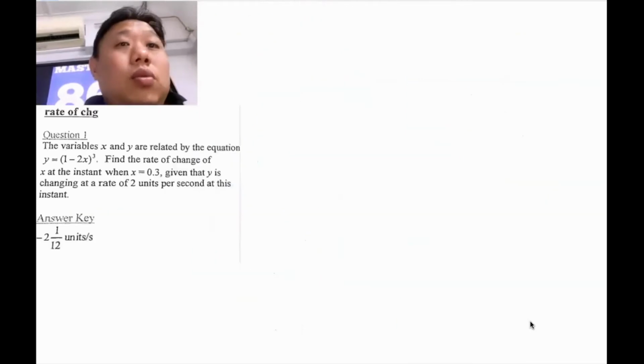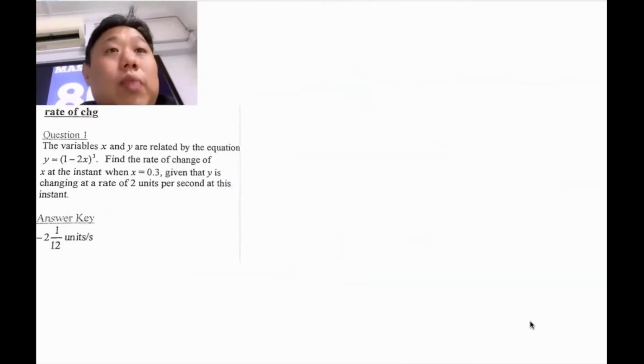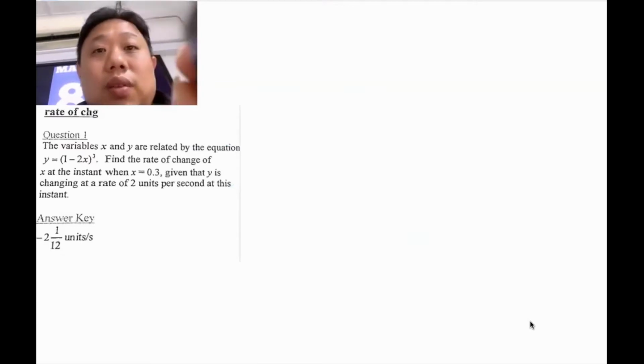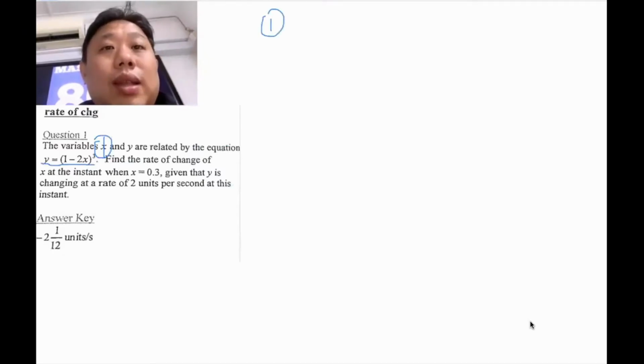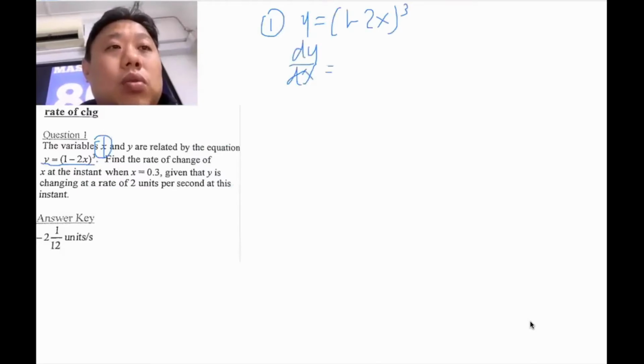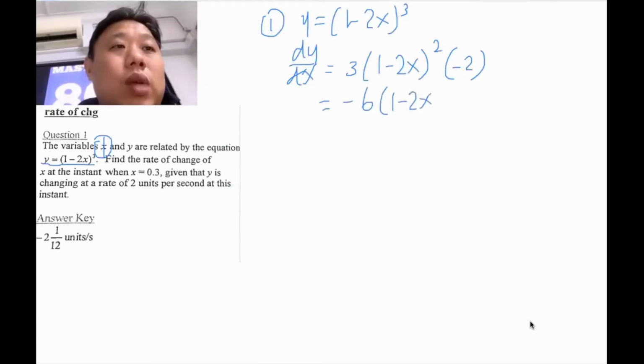Now let's go to the first example. When you read the question, you have 3 steps to do, and these 3 steps are repetitive. Find the king. So this must be the king, step 1. I need to find the equation and differentiate the equation. So step 1, y equals (1 minus 2x) to the power of 3. My dy/dx will be equal to, by chain rule, minus 6 (1 minus 2x) squared.